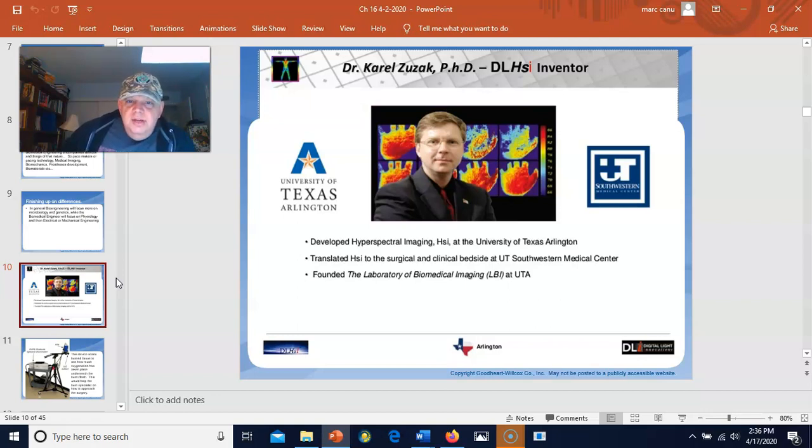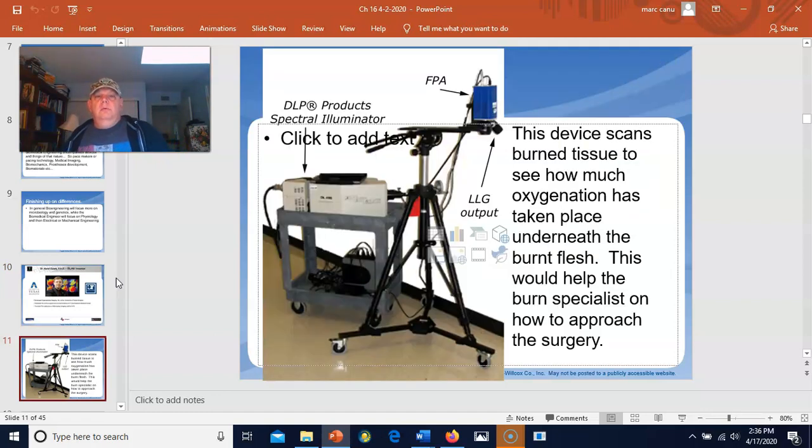But the thing is, he developed hyperspectral imaging, HSI, at the University of Texas, Arlington. Okay. He translated it to surgical and clinical bedside at the University of Texas Southwestern Medical Center and founded the Laboratory of Biomedical Engineering at the University of Texas, Arlington. It's called Player. Okay. So that's the device.